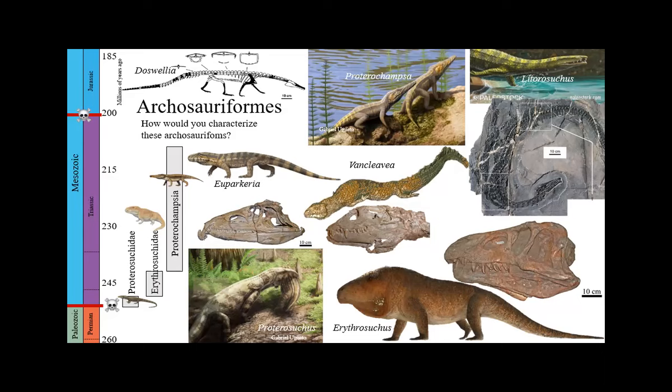I hope you guys are seeing there's this stock of relatively small bodied, mostly carnivorous animals is almost always what's happening. And then somebody's going in the water, somebody's evolving herbivory. There's no herbivores on this slide, I'll tell you that much. Not that we think so anyway.